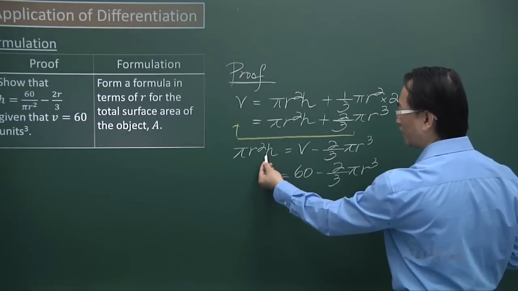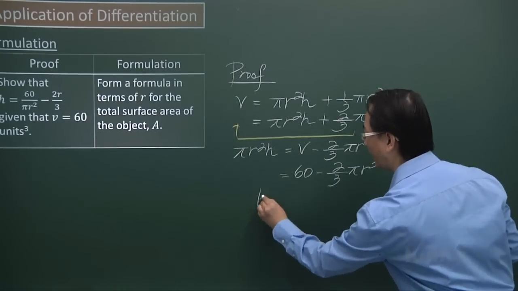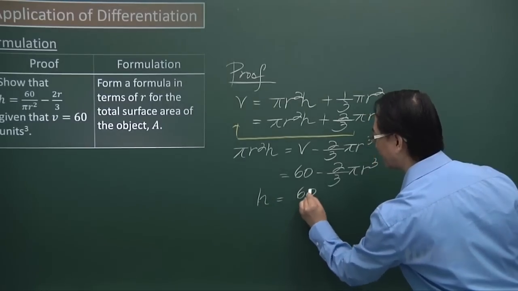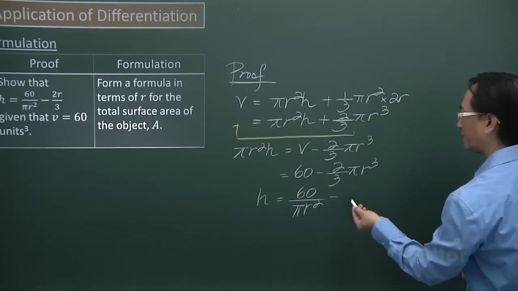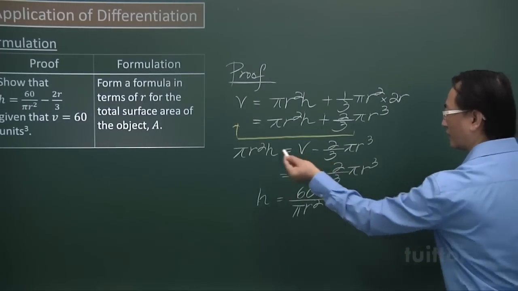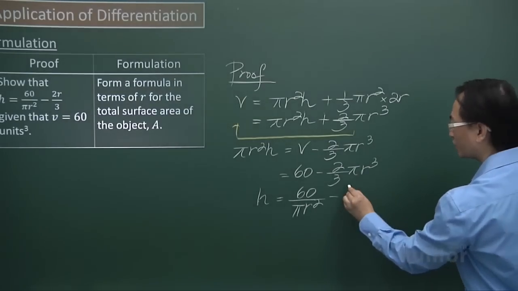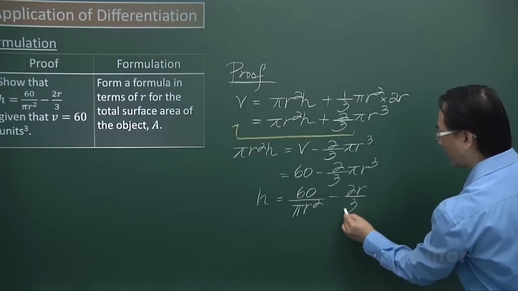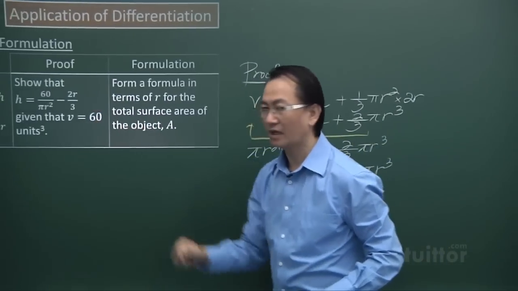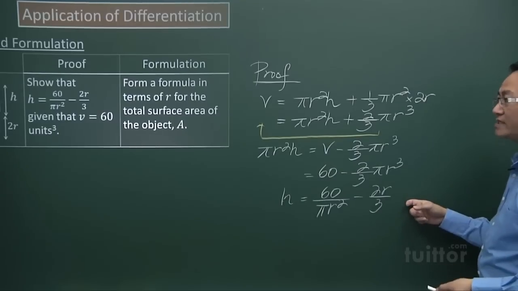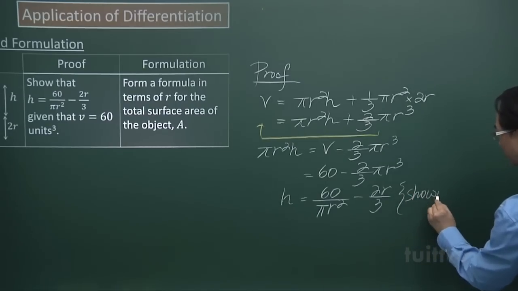Now h has to be the subject, so I'll divide the equation throughout by pi r squared. So I have h equals to 60 over pi r squared minus, now the pi r squared to divide pi r cubed, I'll get just the r. So I have 2r over 3. Compare this with what's asked for. You can see that the two are the same, and therefore we end it off with this word shown.